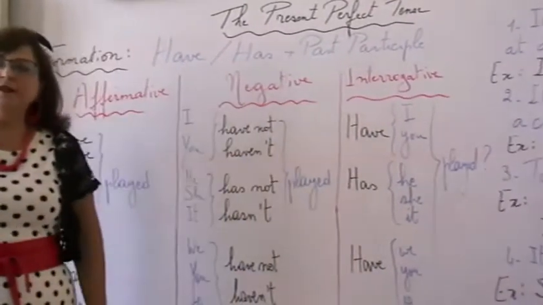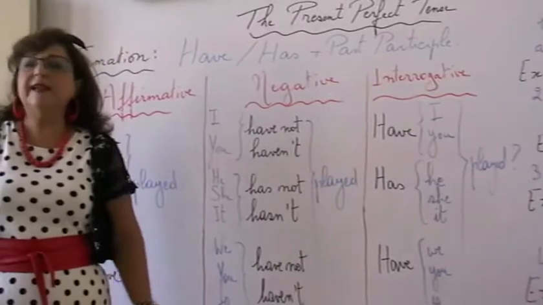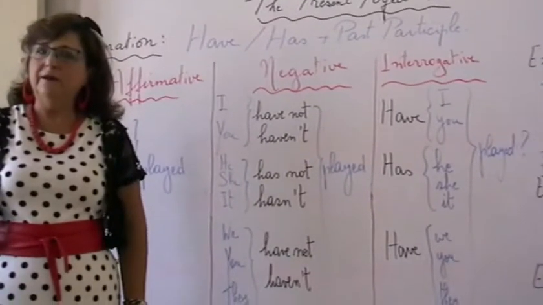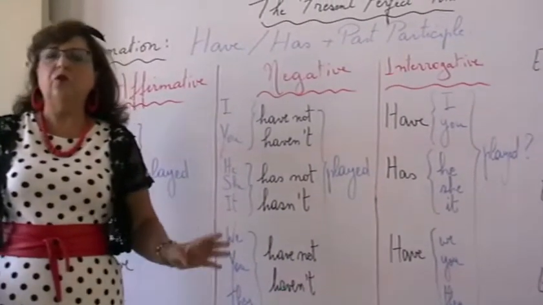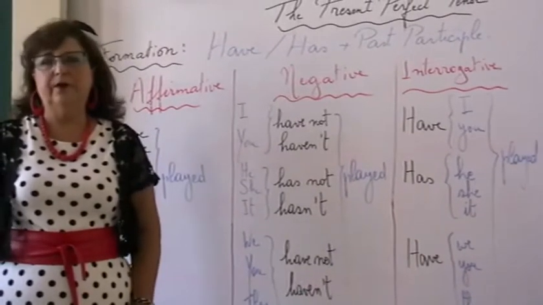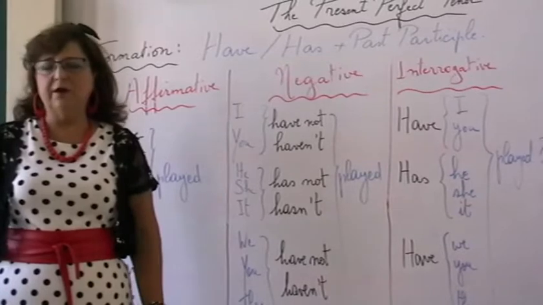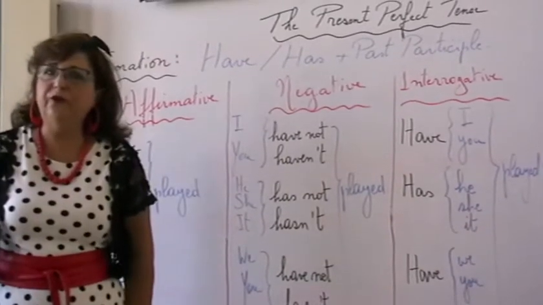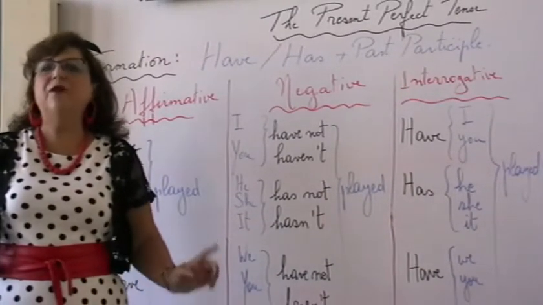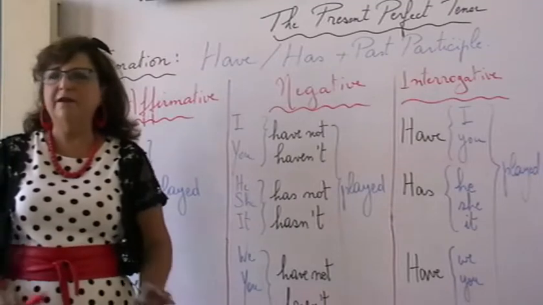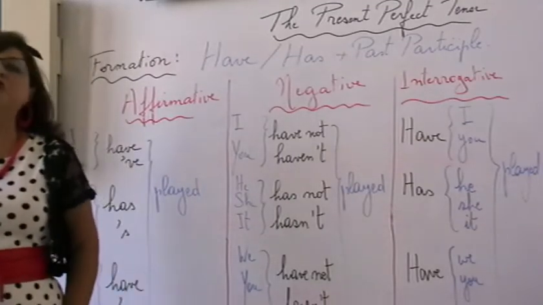What is the past participle of the verb? It is like the past simple for regular verbs. So we just add ed to the verb. So for example, walk, walked, play, played, and so on. For irregular verbs, you have to memorize them. They are in all grammar books and you find them in your book.